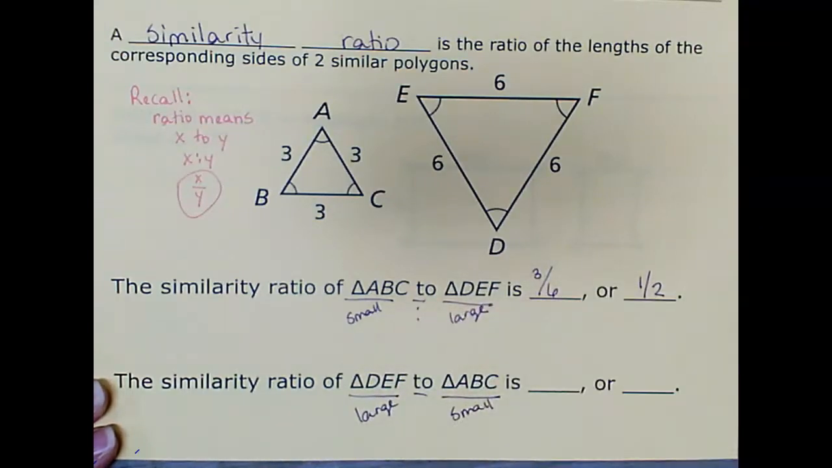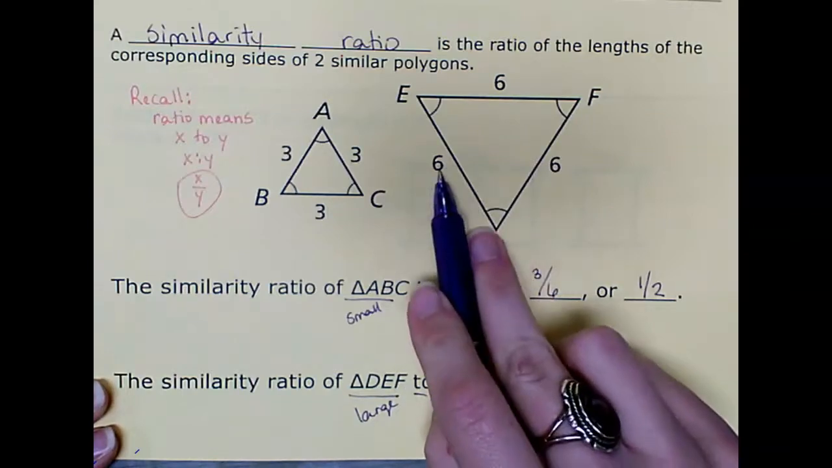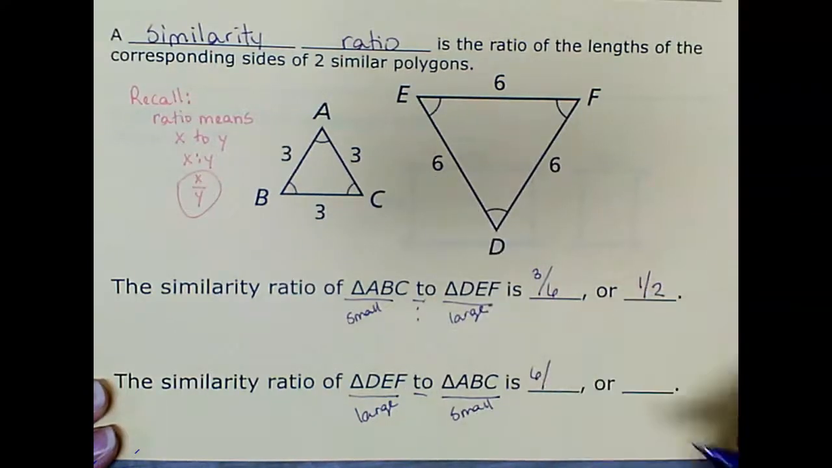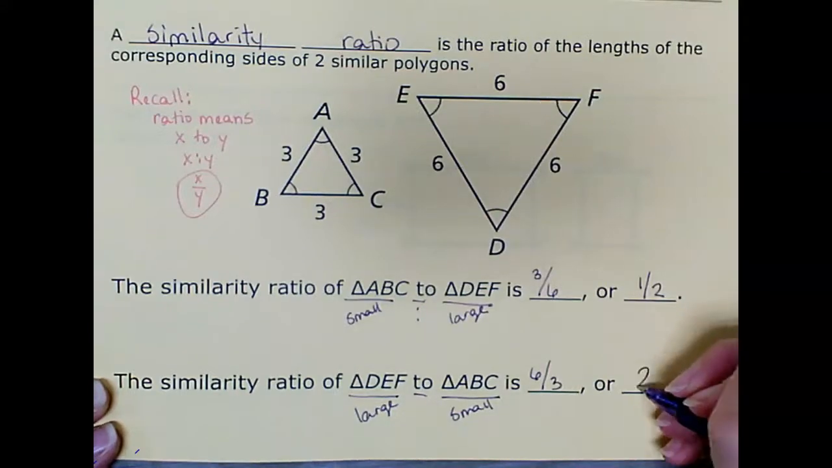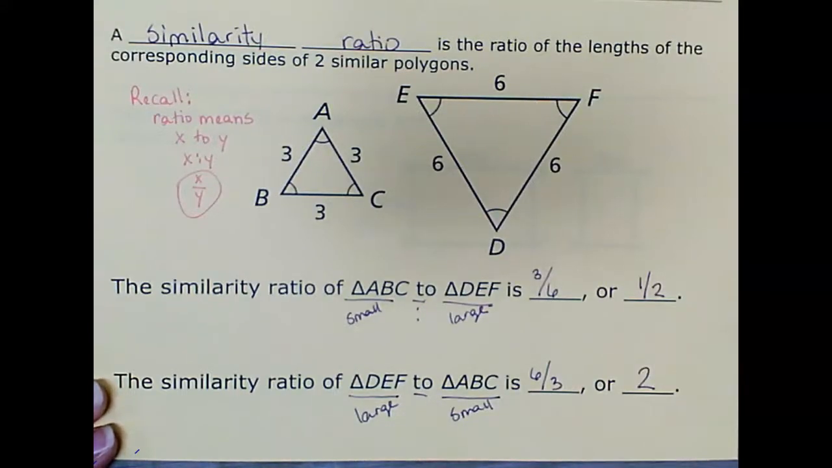So you need to invert your numbers. From the large triangle, a side length is 6. Its corresponding side is 3. And 6 over 3 is 2. So notice how the similarity ratio isn't necessarily only one right answer. It can have 2, but you have to pay attention to the order.